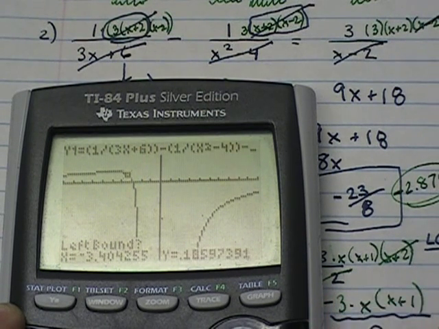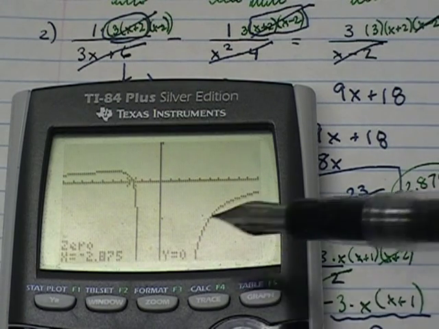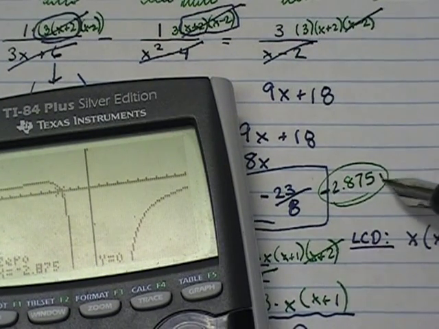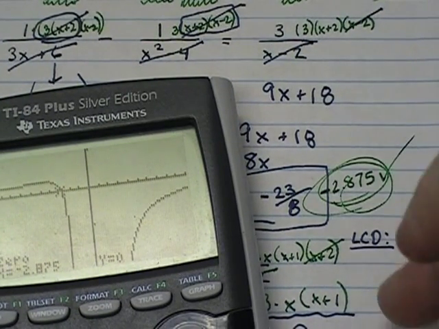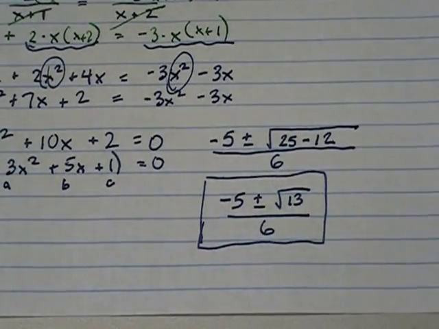I need to go to the left of that point, so I hit enter. Now I need to go to the right of that point, I hit enter. And then I'm going to guess. So I go right there and I hit enter and I get negative 2.875, which was exactly what I said I should have gotten. So I know my answer is correct. Now let's move on to question number 3.